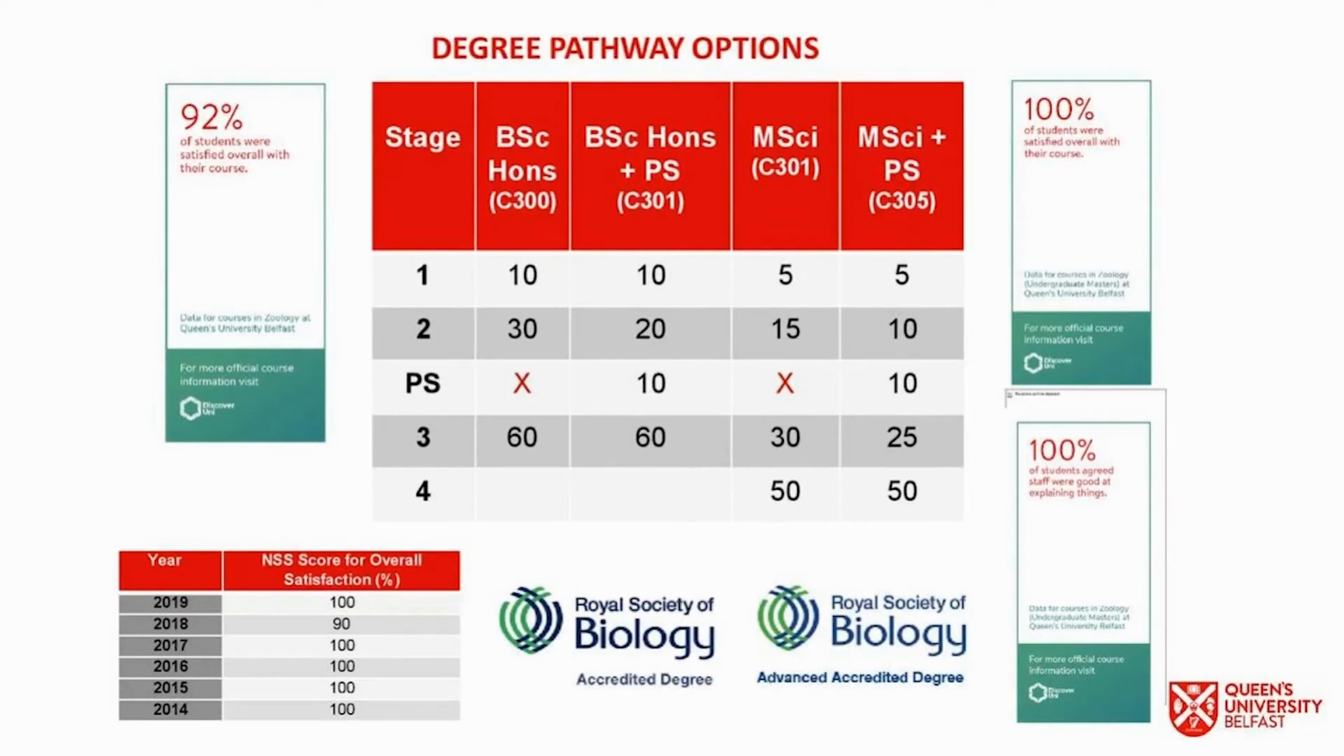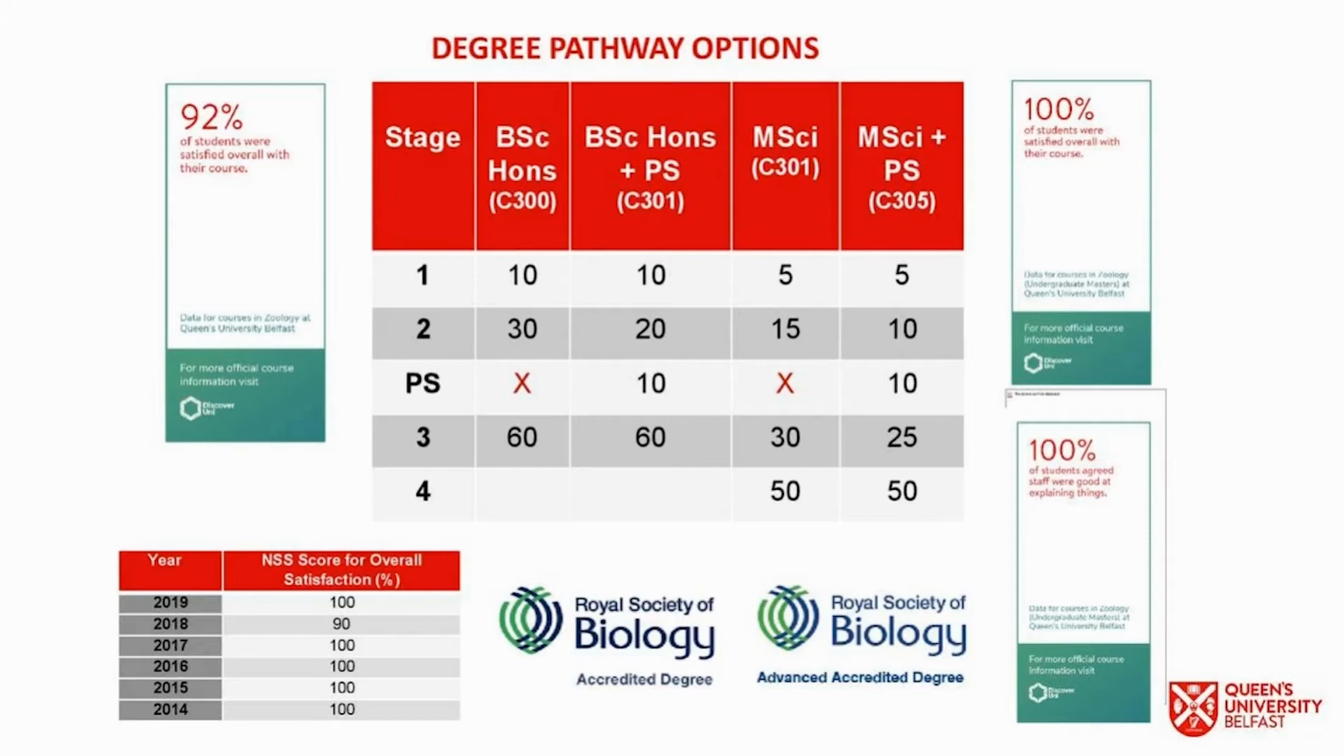There are 4 degree options available for zoology. The 3-year BSc Honours, the structure which we have just covered. You can also choose, for example, from BSc Honours in Zoology with Professional Studies. This is a 4-year course during which you can undertake a year-long placement. This comprises 40 weeks worth 120 cats.